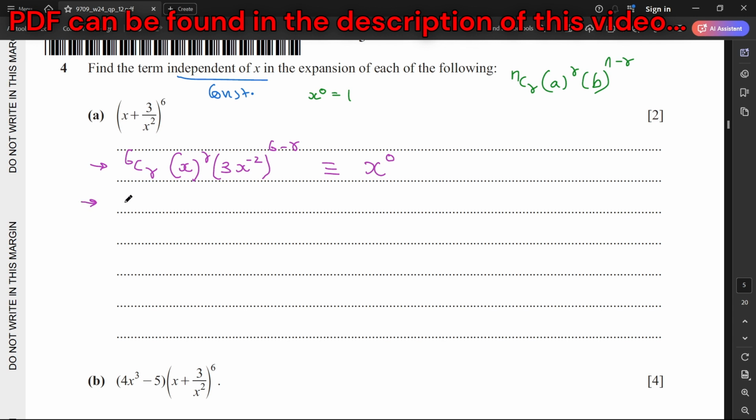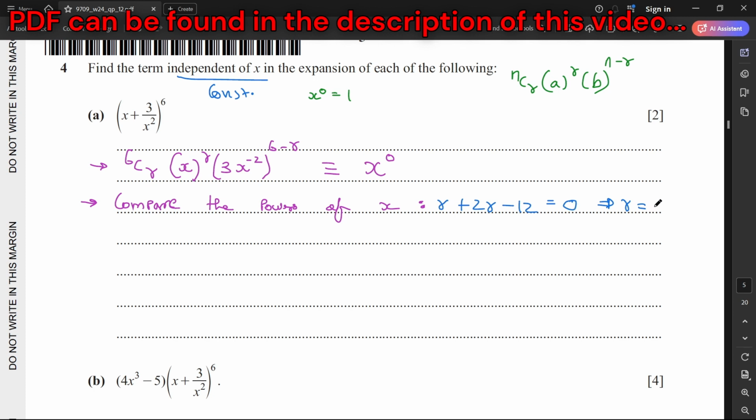So I just need to compare the powers of x now. Compare powers of x on both the sides. So while doing this, on the left side I'm having x to the power of r, which is just r, then minus 2 into 6 minus r. So minus 2 into minus r will become plus 2r, and then minus 2 into 6 is minus 12, and I want this to be equal to 0. So for what value of r will this be equal to 0? If you just go ahead and solve this, it will be 3r is equal to 12.